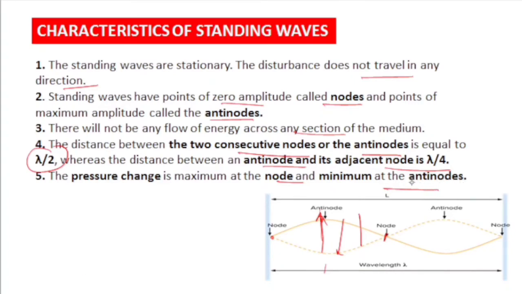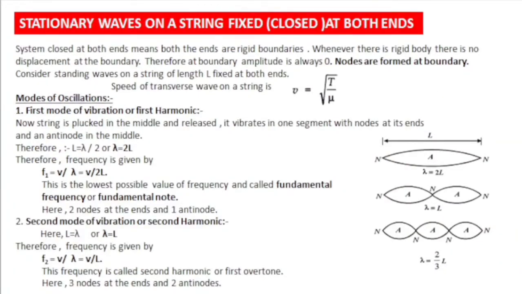Now, after this, I am going to discuss how standing waves are formed in a string and an organ pipe. First, stationary waves on a string which is closed or fixed at both ends. When a string is fixed at both ends, there is no displacement at the boundary and a node is always formed. Just remember this point: in a string fixed at both ends, a node is always formed at both ends.